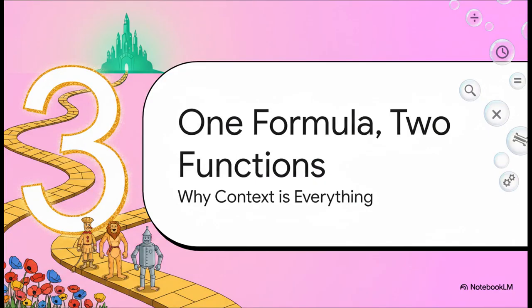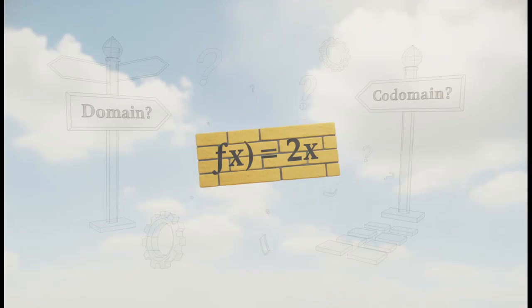Okay, let's put this into practice. This is where it gets really interesting, because we're about to see how one simple formula can represent 2 completely different functions. It really is all about context. Let's use a formula we all know and love, f(x) = 2x. Super simple. But here's the twist. This formula all by itself doesn't actually tell us the whole story of the function.